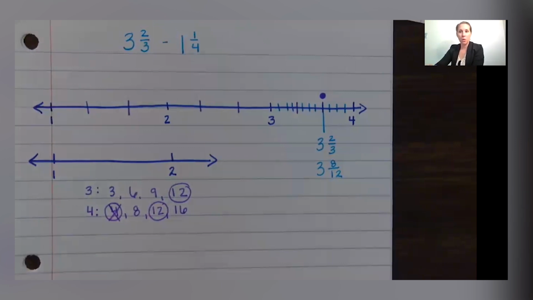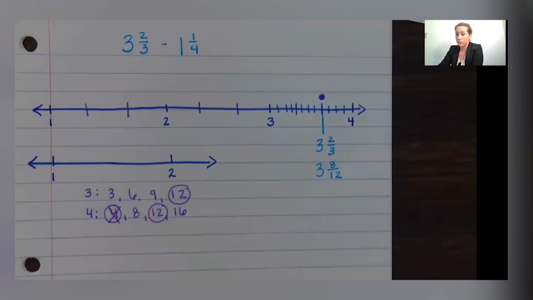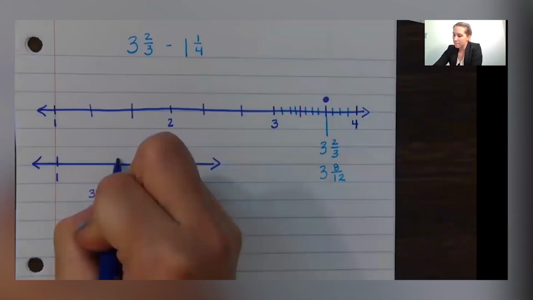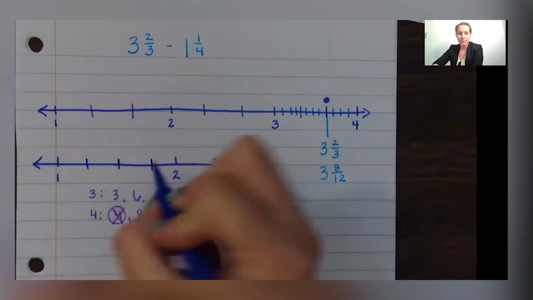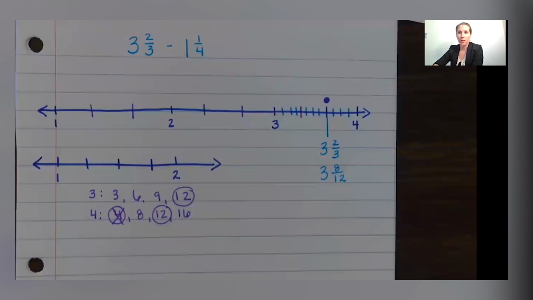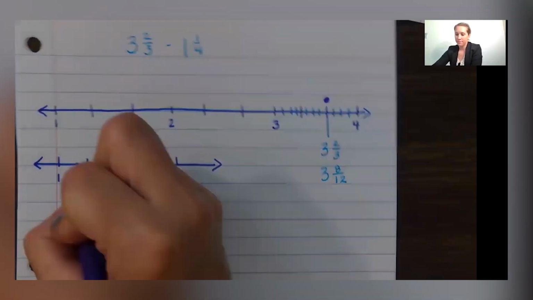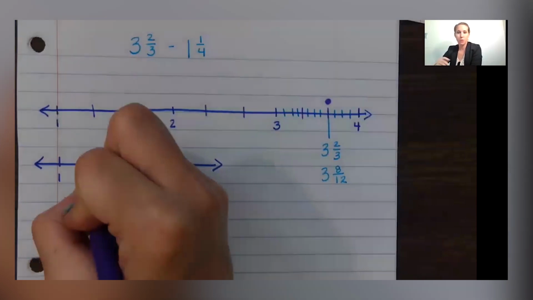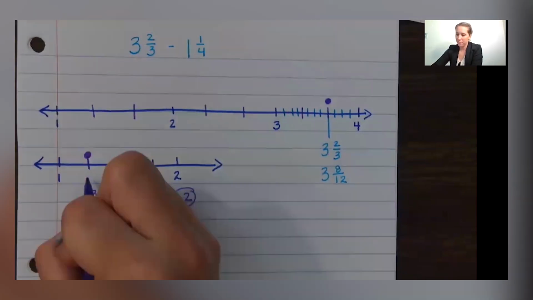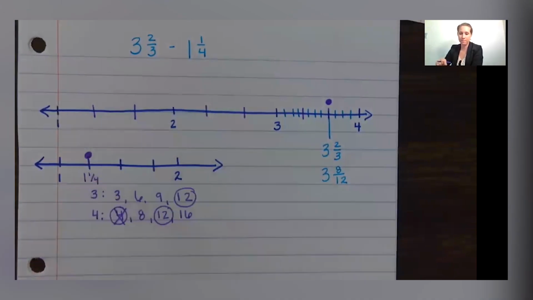If I want to model 1 1/4, what am I going to do in between 1 and 2? You're right, I'm going to partition or cut it into 4 equal pieces because my denominator is 4. So let's do that. Can you put a dot where 1 1/4 is? Did you put your dot there? 1 and 1 out of 4.